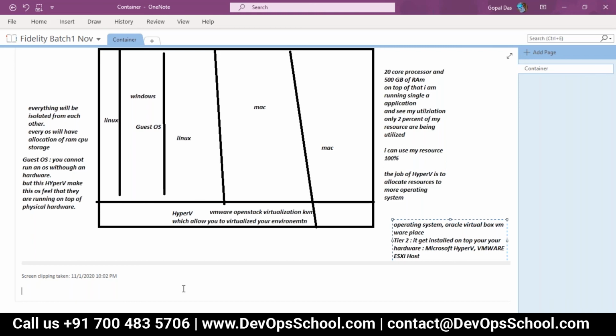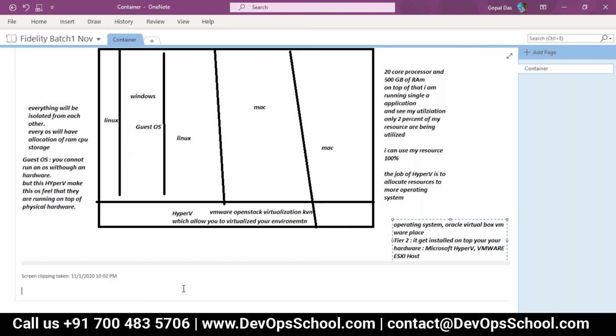I am a small developer. Okay. Tier 1, that is the ESXi host, requires a full physical server. Got it? It requires a physical server with an Intel core processor and everything.